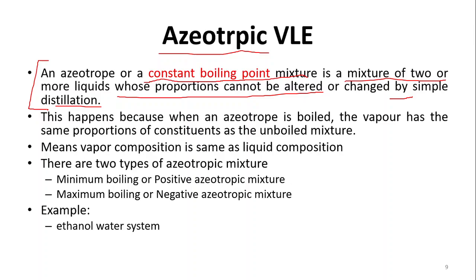Alternatively, you can explain it in other words: when this type of mixture boils, the vapor that vaporizes from the liquid has the same proportions and the same composition of the constituents as the unboiled liquid mixture. So the vapor composition is the same as the liquid composition. There is no change between vapor and liquid, and that's why we call it a constant boiling point.